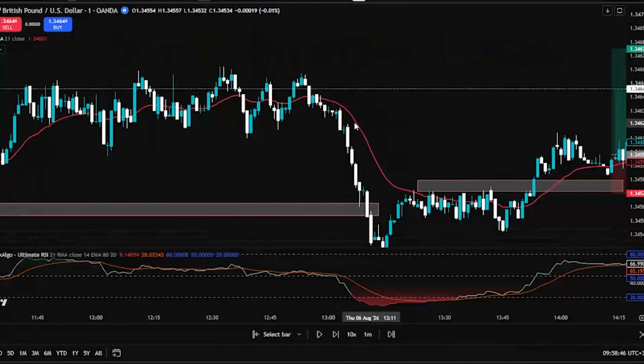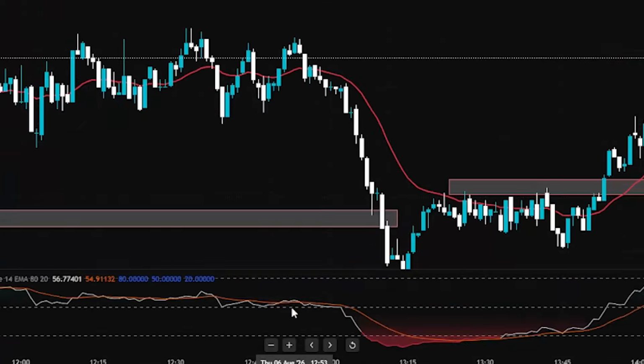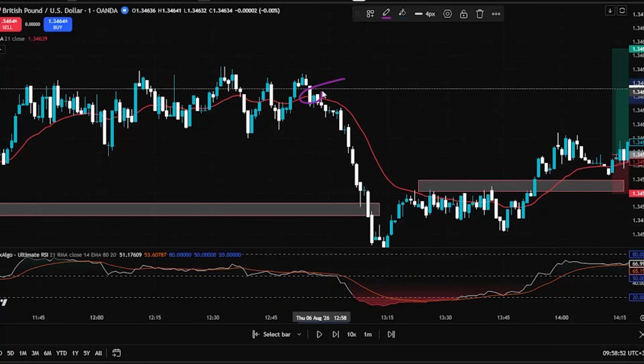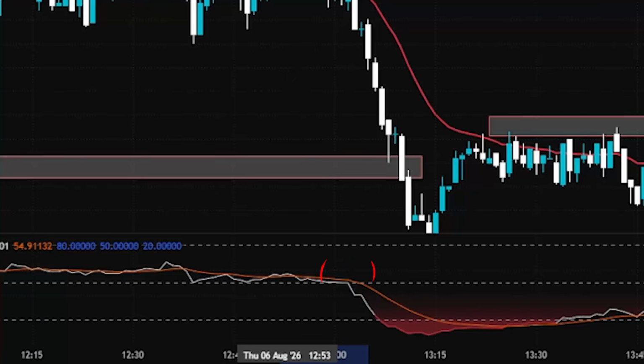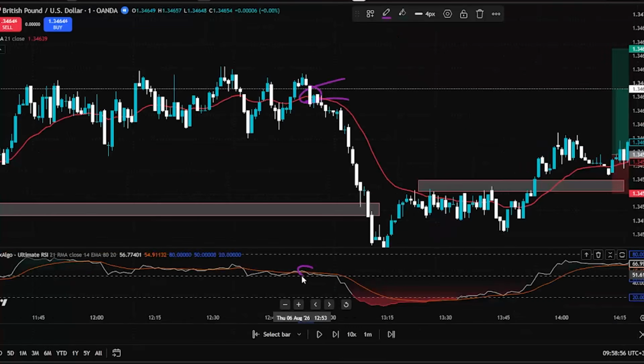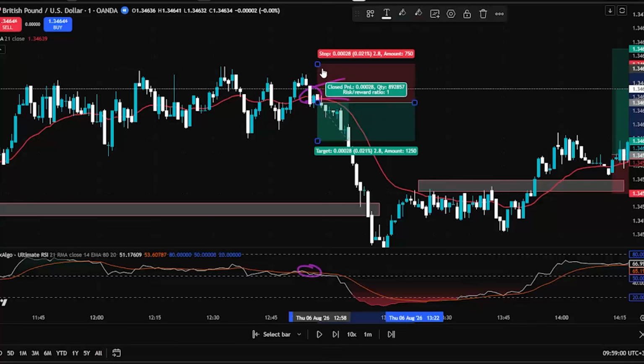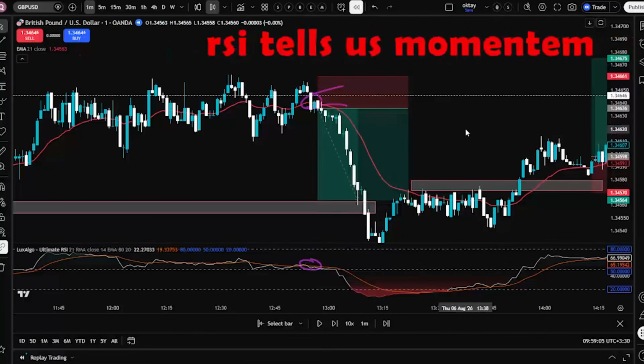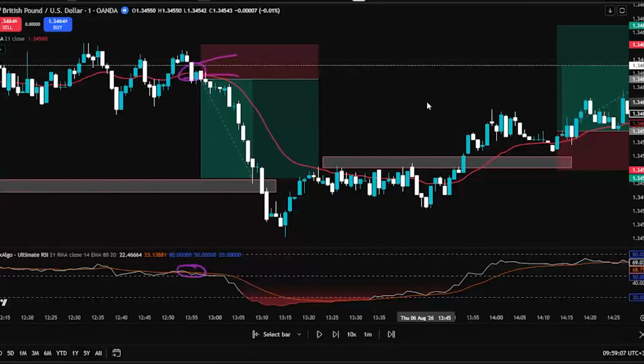For a short trade, the rules are the opposite. Price should be below EMA 21, showing short-term weakness. Ultimate RSI should confirm bearish momentum. When both conditions align, we look for the short entry. The main idea is simple. EMA 21 tells us the direction, and RSI tells us whether the momentum supports the move.